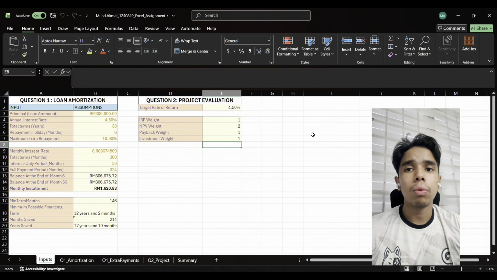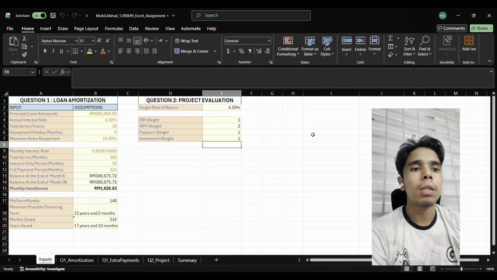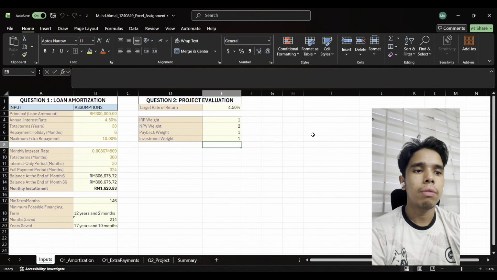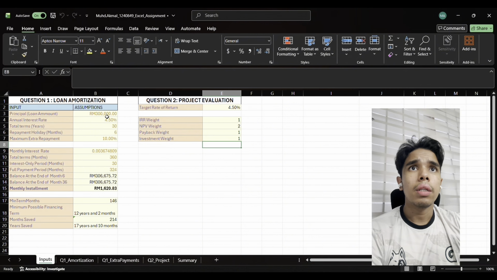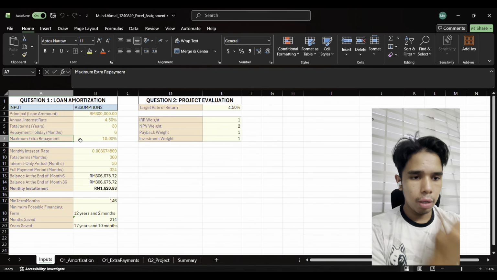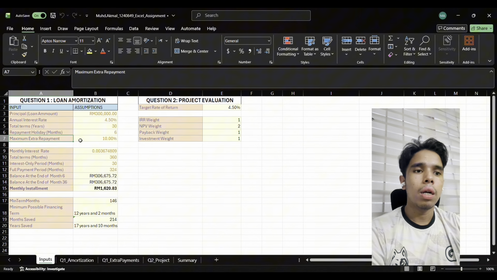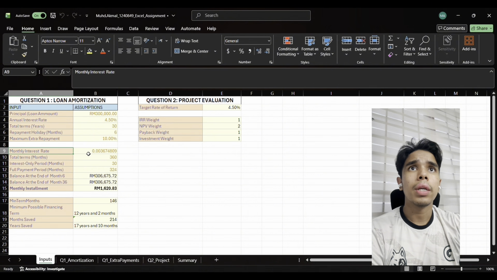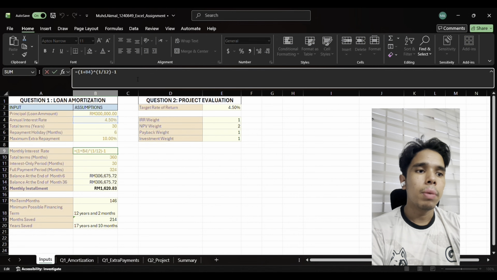So let me show you my input tab, the control center of my entire model. For question one, I have the key inputs the question gives: the loan principal, annual interest rate, the term, repayment holiday, and maximum extra repayment. Below this, I have calculated the derived values. For the monthly interest rate, we can use this formula: 1 plus annual rate, to the power of 1 over 12, minus 1.